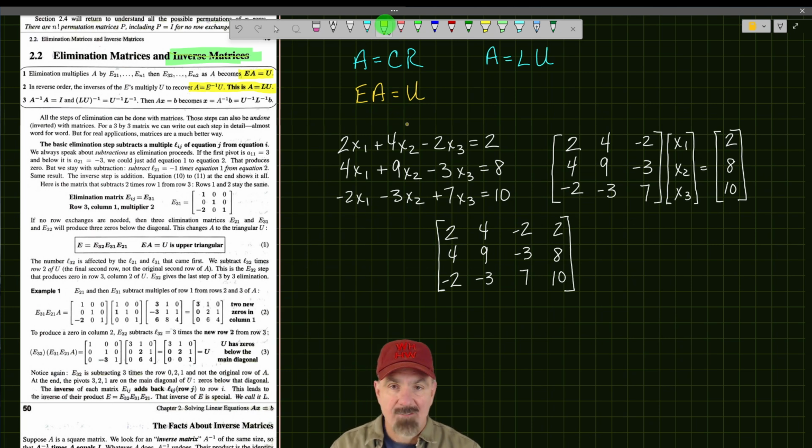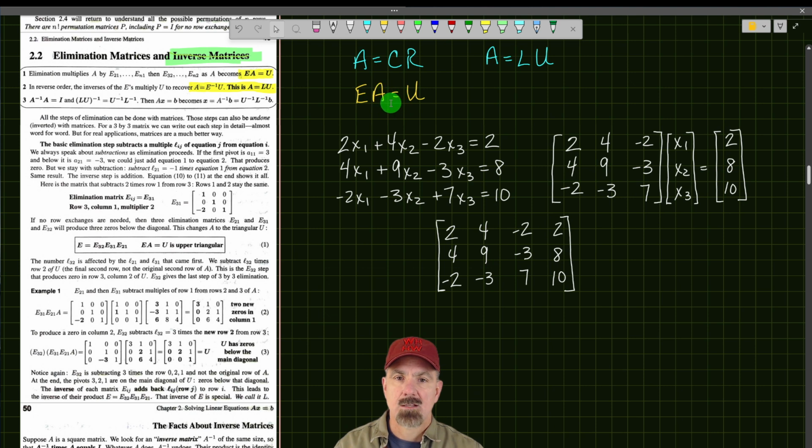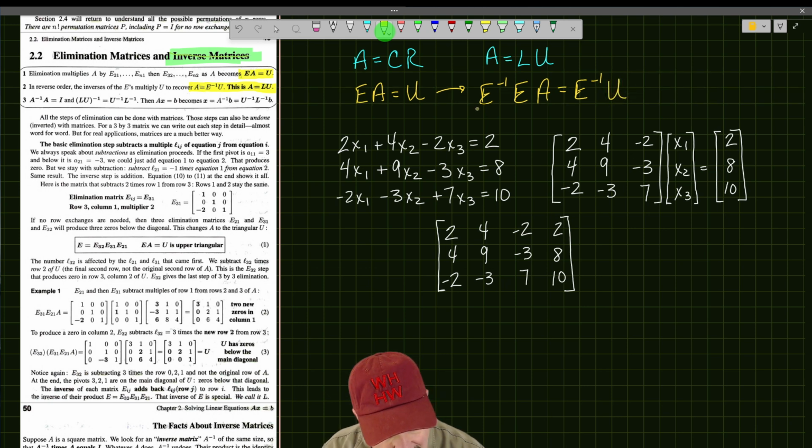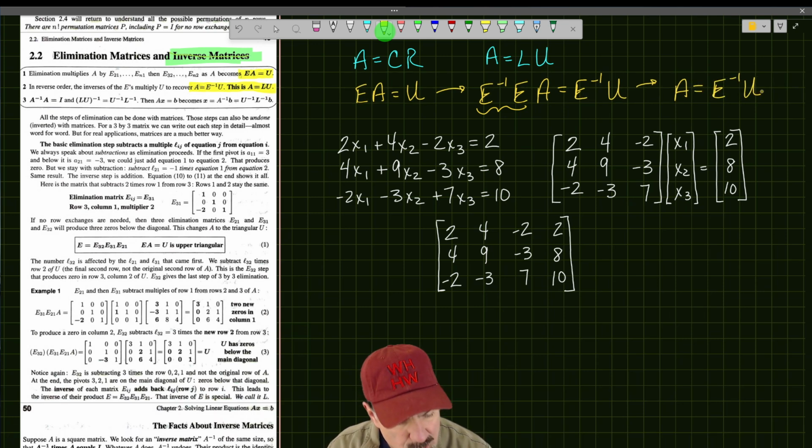So let's say that we have E times A is equal to U, right? We've done this right here. We can left multiply, if E is invertible, by E inverse, and we will have E inverse times EA is equal to E inverse U, and any matrix times its inverse is the identity. And so what this is going to become then is just A is equal to E inverse U, since E inverse times E is the identity matrix.